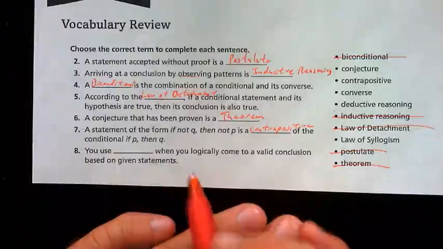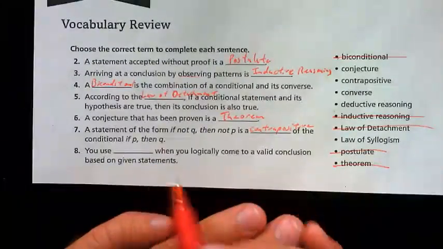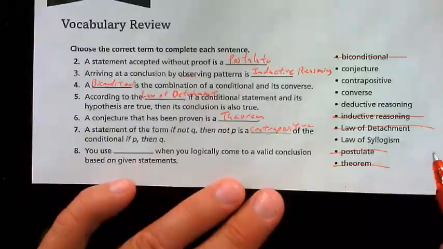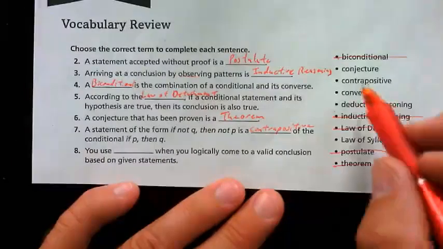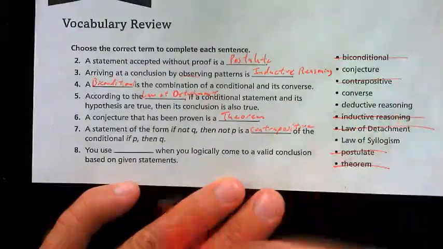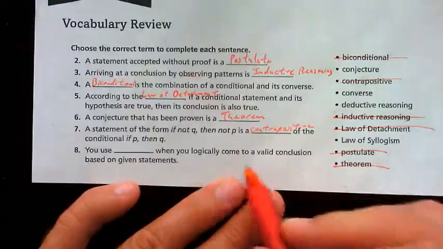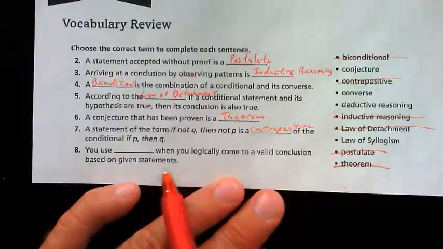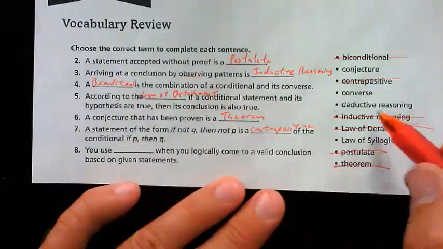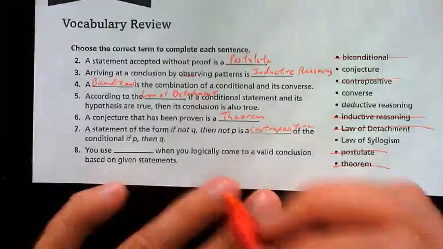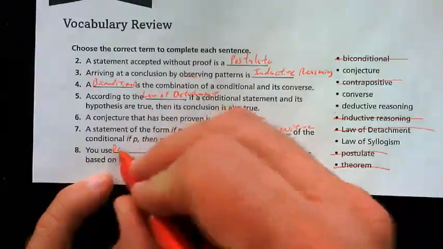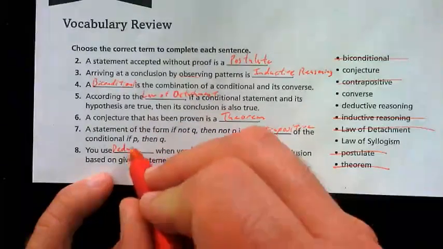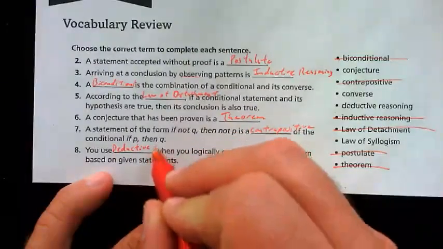You use deductive reasoning when you logically come to a valid conclusion based on statements. So when you logically come to a valid conclusion based on given statements, that'd be like going through a proof. Again, you can also say it's reasoning based on facts, based on statements, based on facts. Deductive reasoning.